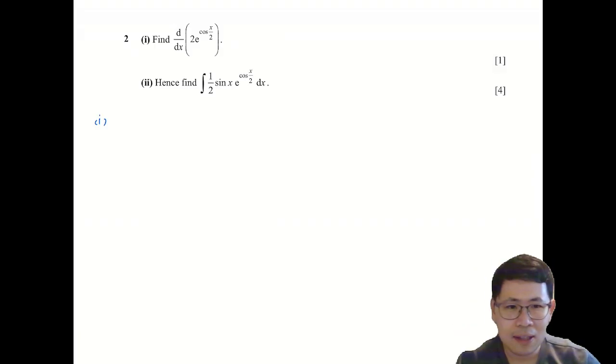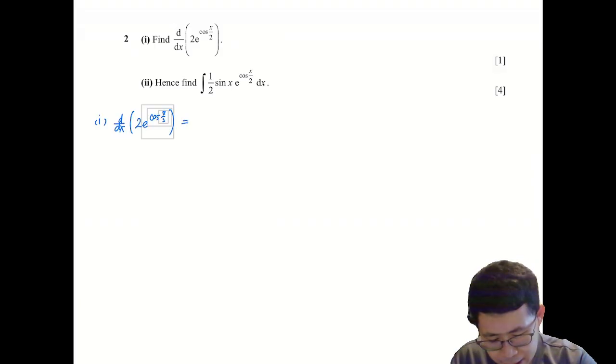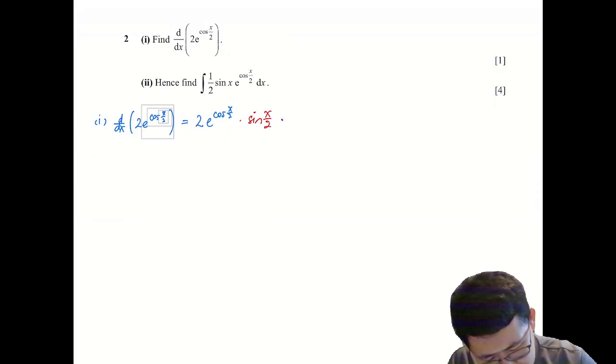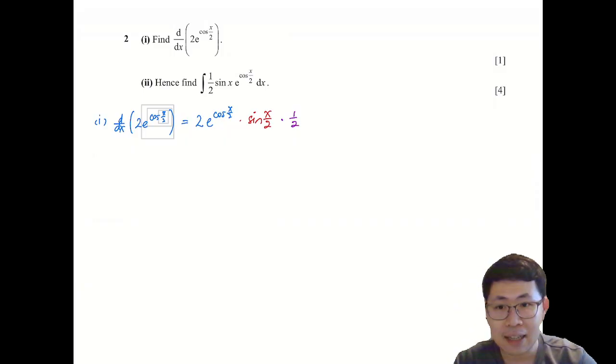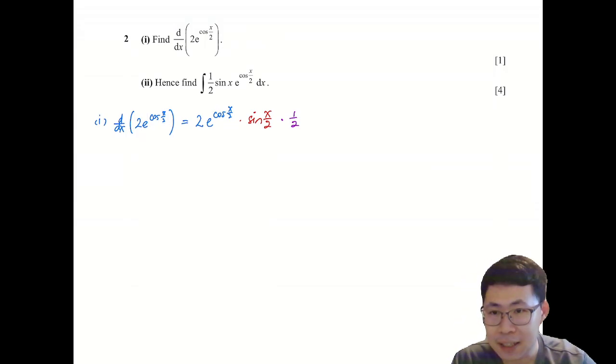So this one we have to chain very carefully. From here, you can see that we are going to differentiate 3 things. So first, differentiating the e will give us back the e. Next, differentiating the cosine will give us a sine. Then differentiating the x over 2 will give us half. So hopefully you can see that we are differentiating 1, 2, and 3 things over here.